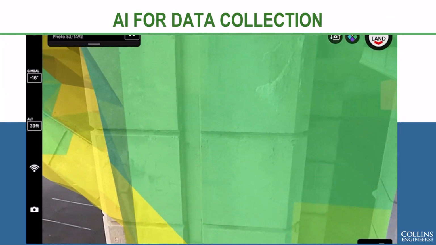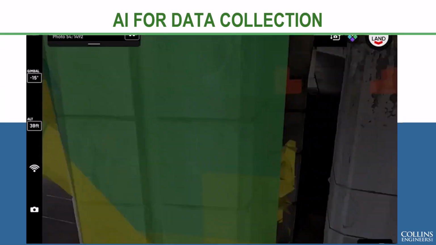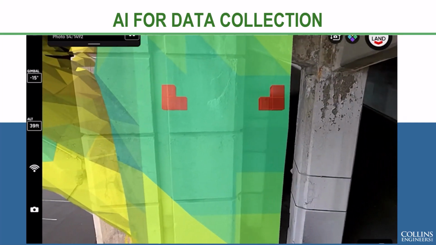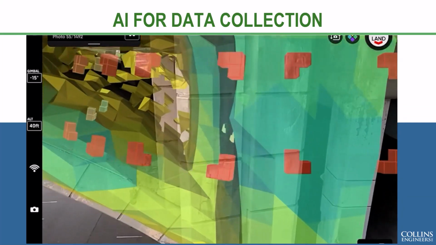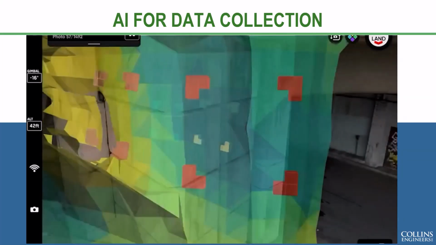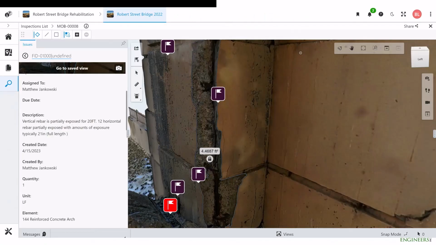We did use approximately 100 QR codes throughout the bridge and set about 30 survey ground control points that the model automatically detected when it was being produced. So the next step was the desktop review.